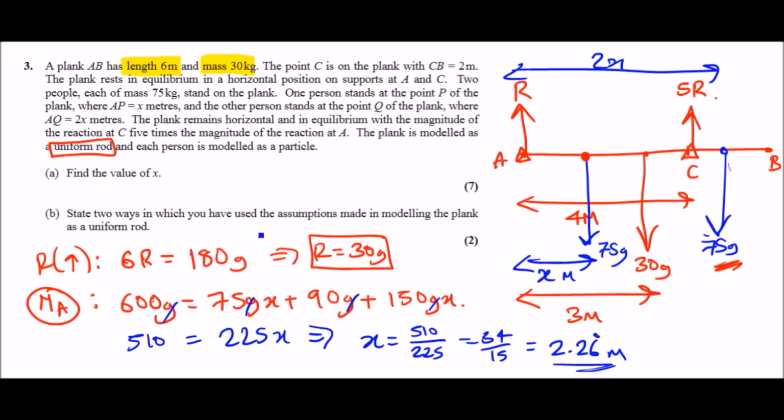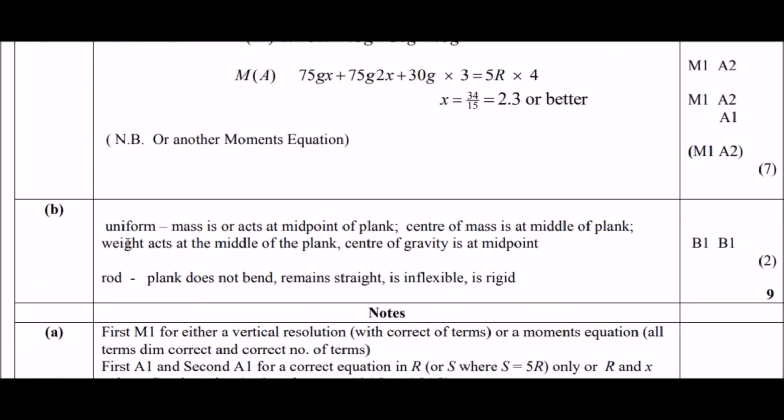The second thing is the fact that it's uniform. This implies that the midpoint is actually the center. So this is quite clear. Looking at the mark scheme, I'm going to open it up as well to see more options. It states that the uniform mass is or acts at the midpoint of the plank. So that's quite clear. I'll take this definition. Or the center of mass is at the middle of the plank.